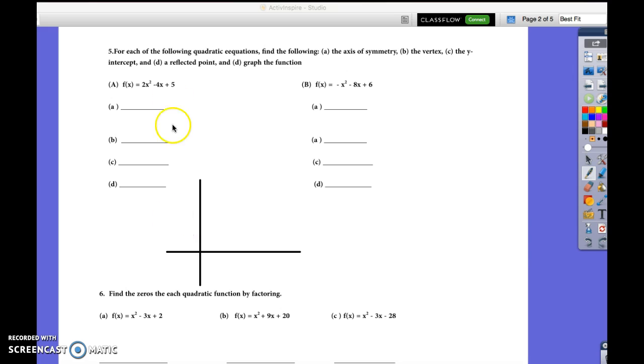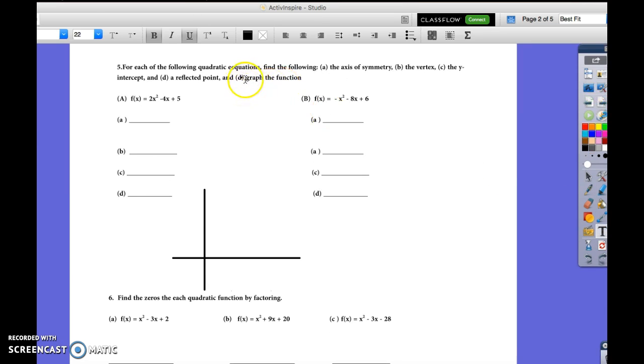I'm going to start with number 5. It says, for each of the following quadratic equations, find the following. A, the axis of symmetry. B, the vertex. C, the y-intercept. And D, a reflected point. And E, this should be E right here. Got two D's. Let me change that. This should be E. To graph the function.